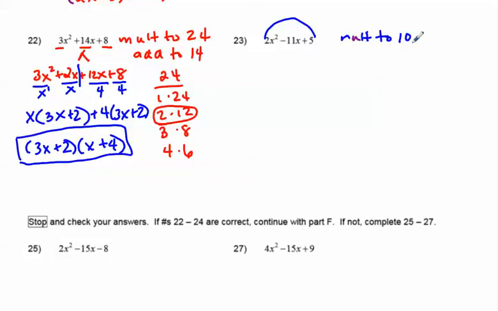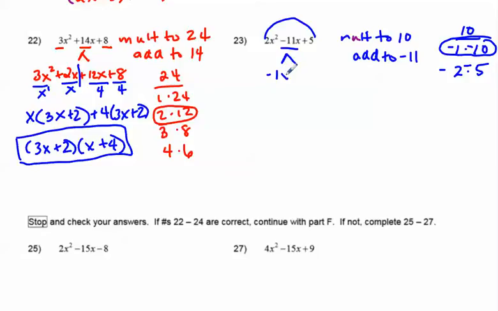Alright, so the numbers that multiply to 10, and they have to add to negative 11. For 10, it could be 1 times 10, or 2 times 5, but these aren't going to add to a negative, so let's make them negative. Negative 1 times negative 10, negative 2 times negative 5, and now I found the numbers. So you're going to break negative 11 up into negative 1x minus 10x. Bring down 2x squared, and bring down plus 5.